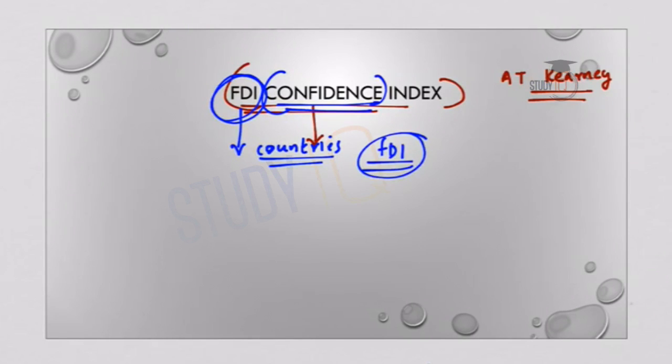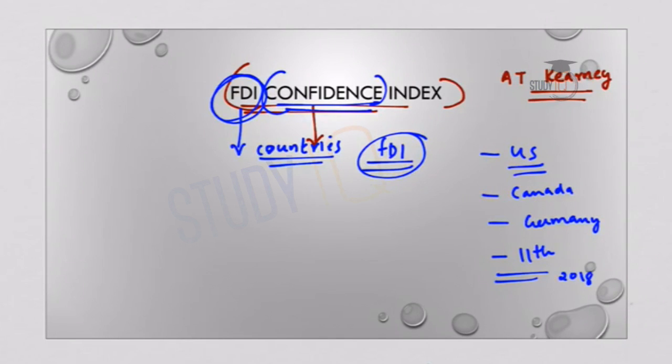According to the index, the United States topped the list, followed by Canada, and the third position was held by Germany. India is ranked 11th in 2018. In 2017, the rank of India was 8th, and in 2016, the rank was 9th. Now India has lost 3 positions, and in 2018, it is in the 11th position.